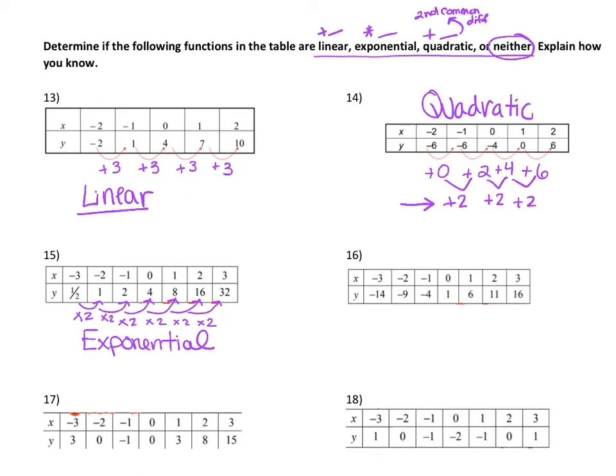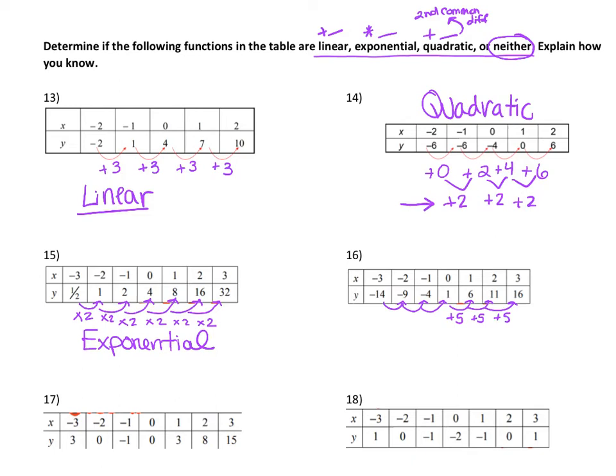All right, 16. 14 to negative 9, negative 9 to negative 4, and so on and so forth. So I always start with the positive side. So 1 plus 5 is 6. 6 plus 5 is 11. 11 plus 5 is 16. So that works for that half.